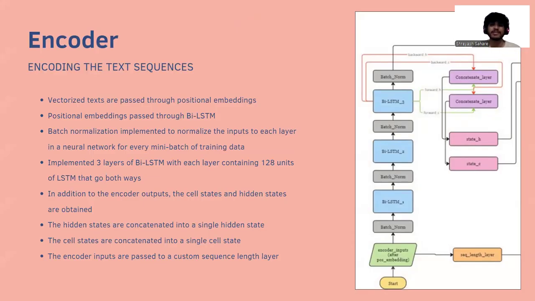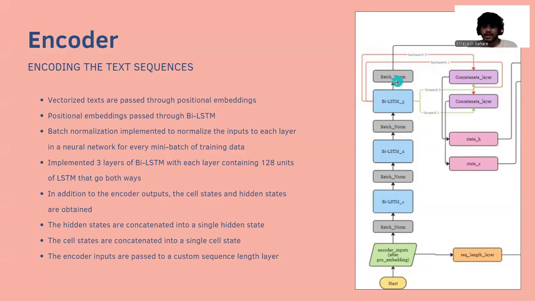Coming to the encoder part, which is the first key step in summarizing text. Its role is to process and understand the input text, and to start with, vectorized text is passed to positional embeddings, which are passed through Bi-LSTMs. Those Bi-LSTMs are designed to analyze the text both in forward and backward directions, so it captures context from all directions. And additionally, in order to ensure stability and better learning, I've introduced batch normalization layers over here, as you can see, which balance the inputs for consistent training and get them in between the values 0 and 1.